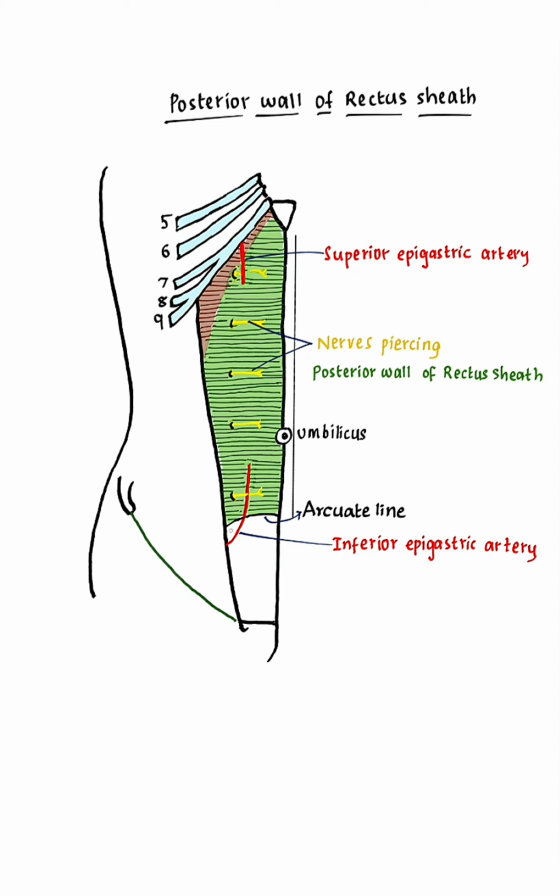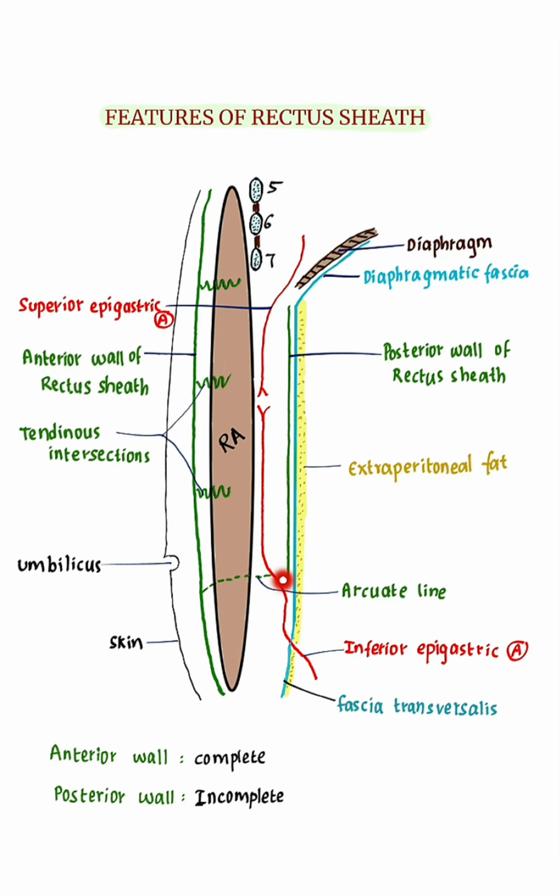Posterior wall of rectus sheath presents the arcuate line, halfway between the umbilicus and pubis. Below the arcuate line, the muscle lies directly on fascia transversalis and peritoneum.